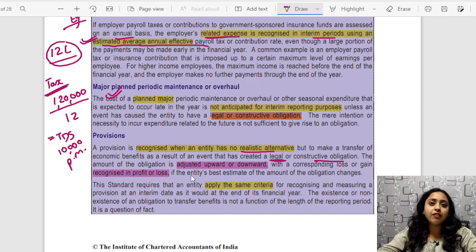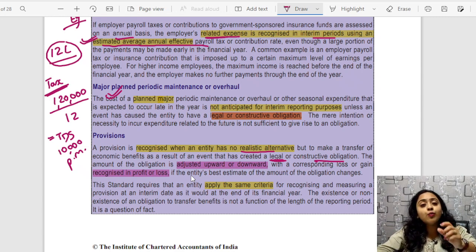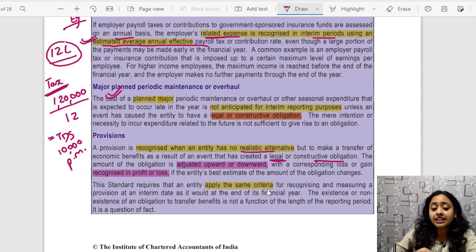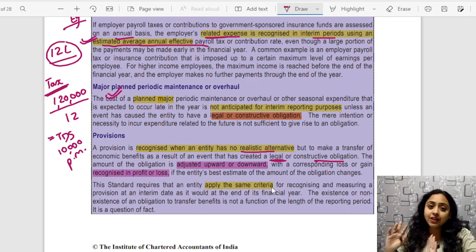For example, you have made a provision for some particular PF provision, gratuity, etc. Okay, for example, 10 lakh rupees. Next quarter, it has been revised to 9 lakh rupees. This 1 lakh extra will be reversed through the P&L. The standard requires that an entity applies the same criteria for recognizing as applied to the annual statements.